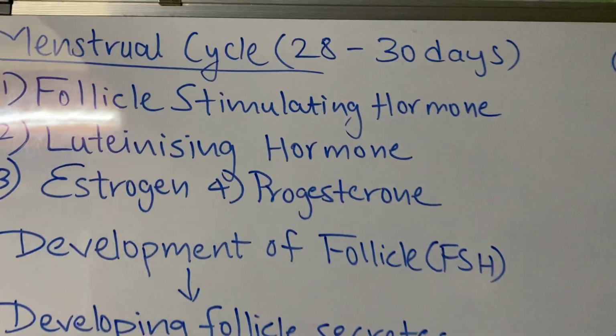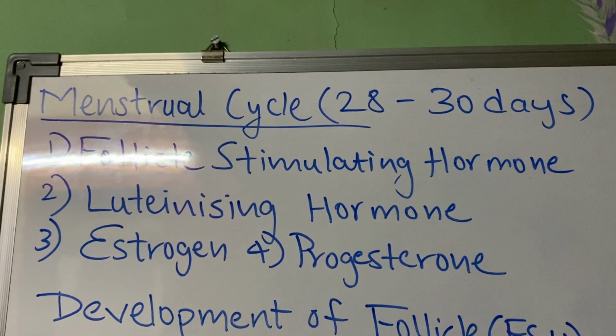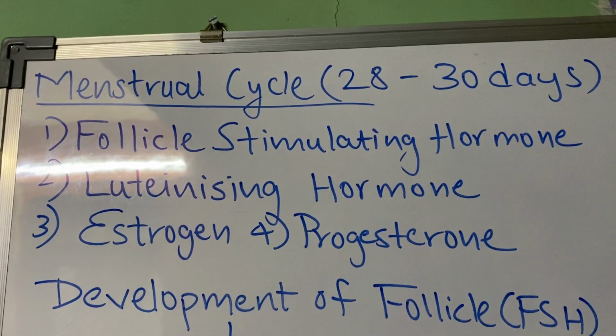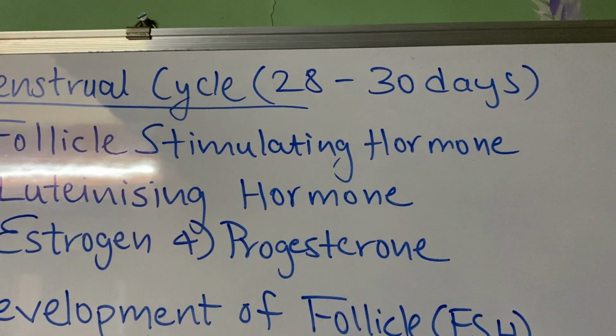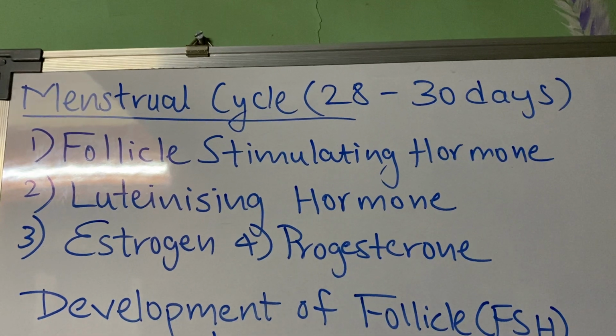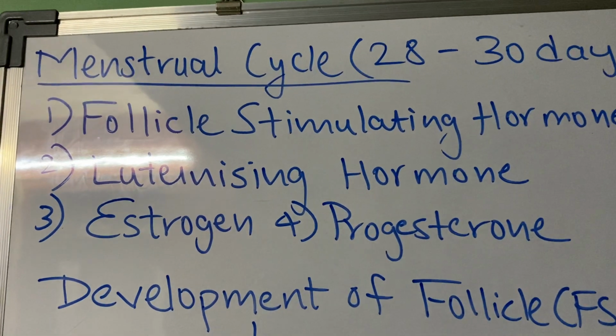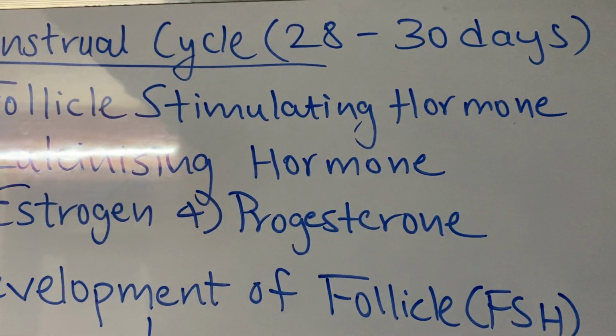The menstrual cycle is a cycle which consists of 28 to 30 days. It requires four hormones. First is the follicle stimulating hormone, also called FSH. Second is the luteinizing hormone, called LH. Third is estrogen, and fourth is progesterone.